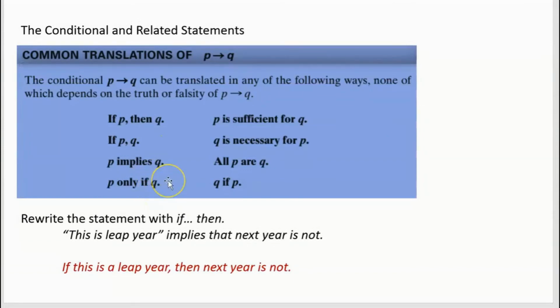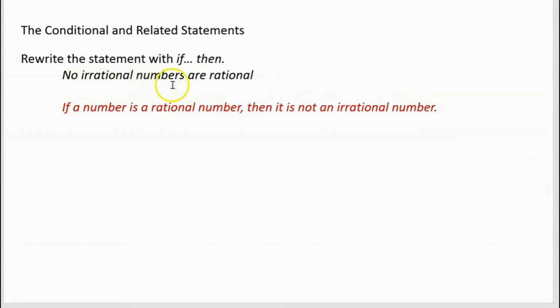When you look at it, it's not clear that P is sufficient for Q. That's not really what's going on. I would say Q is necessary for P is the closest match, or all P are Q, not quite. I believe in this situation Q is necessary for P is what's going on, because we have no irrational numbers are rational. So if you have your rational, then it's not irrational. Very confusing. I do understand this, but I need to go through these and point these out.